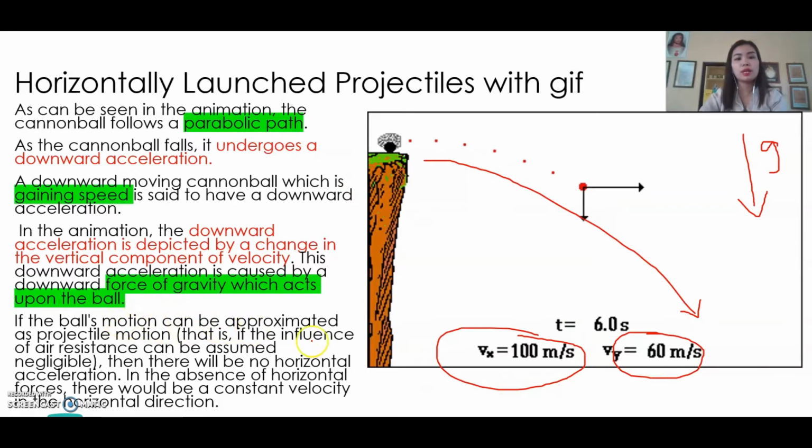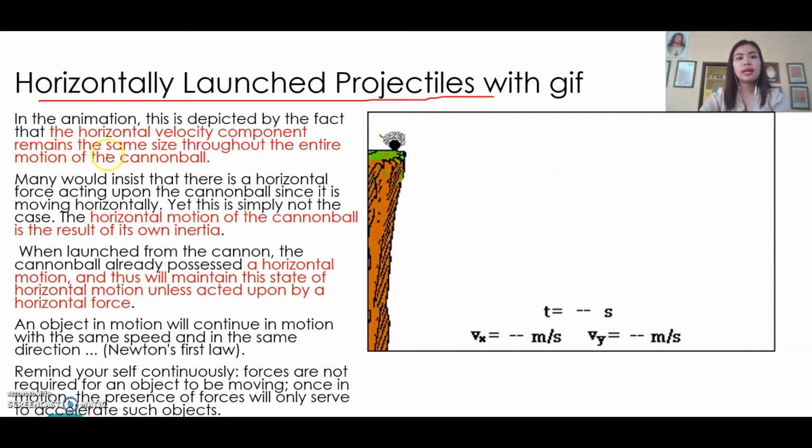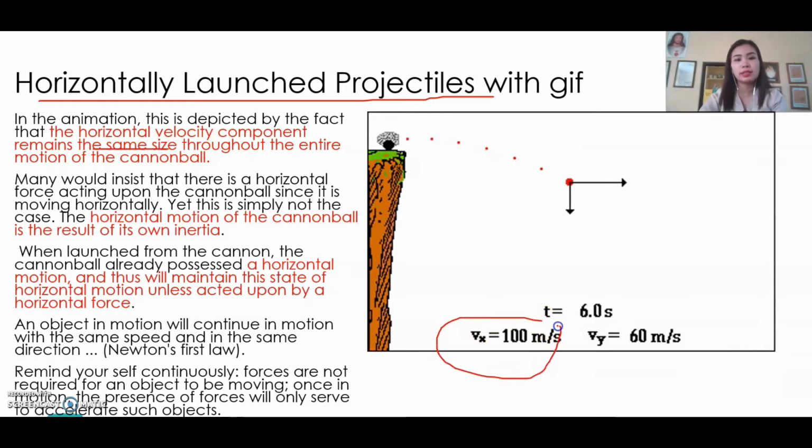If the ball's motion can be approximated as projectile motion, that is, the influence of air resistance can be ignored, then there will be no horizontal acceleration. In the absence of horizontal forces, there will be a constant velocity in the horizontal direction. That is why constant lang yung ating velocity sa ating horizontal direction. Okay? Then there will be no horizontal acceleration. If you can observe, the horizontal velocity component remains the same. Okay? It's just the same. Walang nag-change throughout the entire motion of the cannonball.